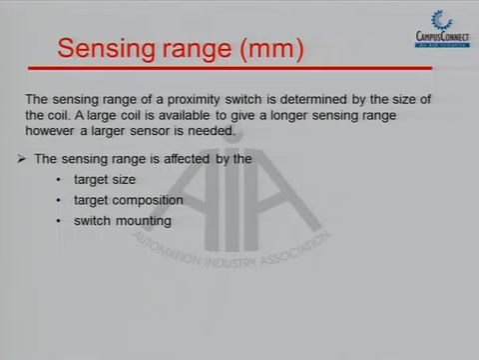Now, as I said, the sensor consists of a coil inside it and an electromagnetic field is being produced. The size of the sensor or the sensing distance of the sensor totally depends on certain factors, right. Firstly is the target size, then target composition, and the mounting conditions, how we are mounting the sensor. We will go one by one through each of these.